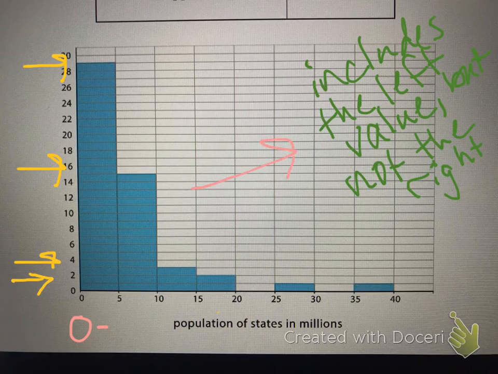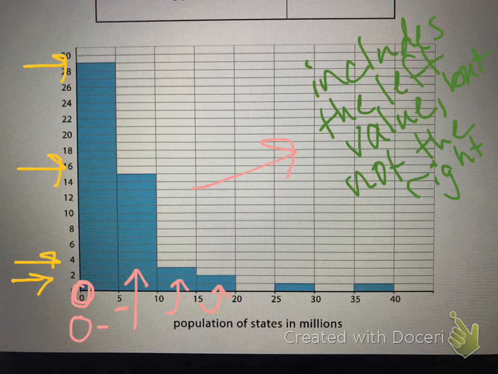If you look at the note that I wrote up here, the bins include the left value, but not the right value. So if a state had exactly 5 million people, that would go in this bar, okay? If a state had exactly 10 million people, that would go here. 15 million would go here. So we always include the number to the left, but not the number to the right.